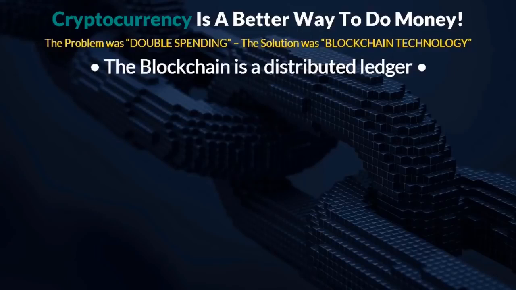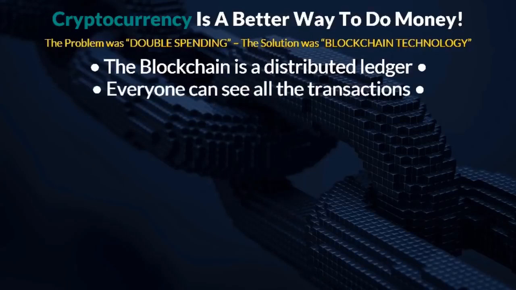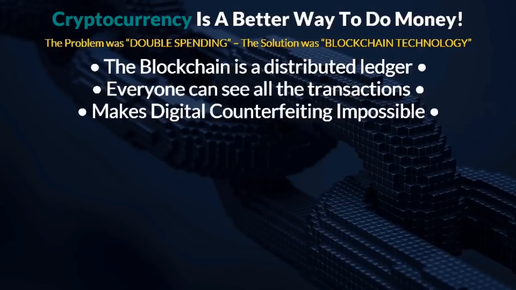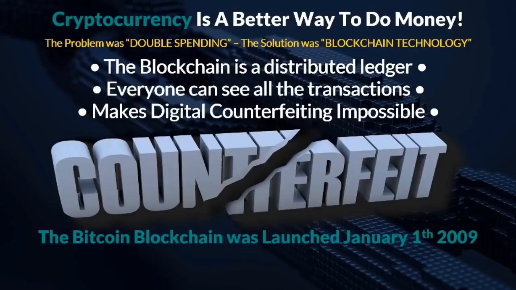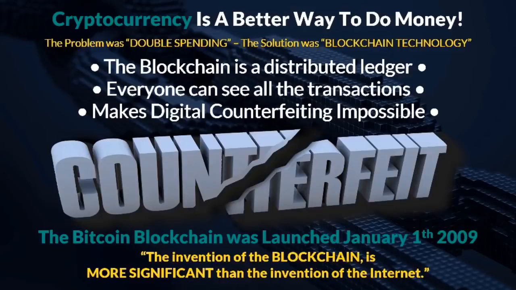Well, that distributed ledger eliminated the problem of double spending, and that is what birthed this 200 plus billion dollar industry we know as cryptocurrency. The way that it works is it's built on a trustless system, and everybody can see the transactions. And like I said before, it makes digital counterfeiting totally impossible. All this launched January 1st, 2009. And many people are saying that when the blockchain came out, it is a more significant invention than the internet.